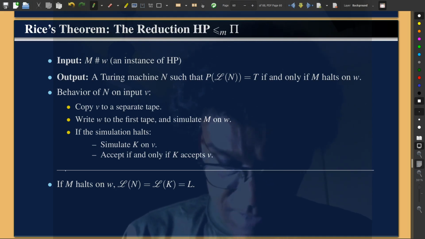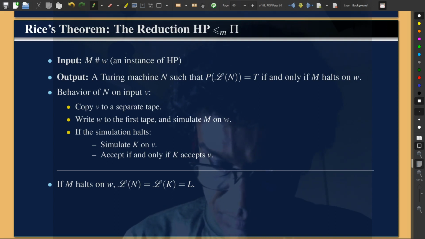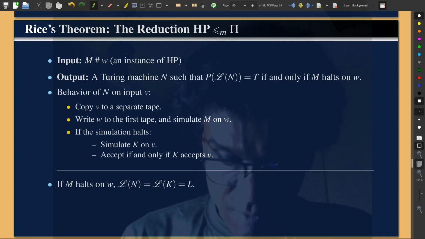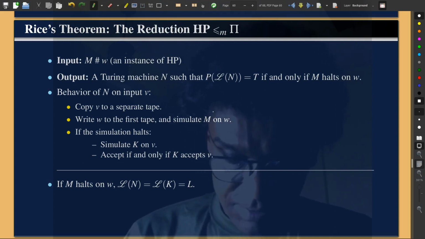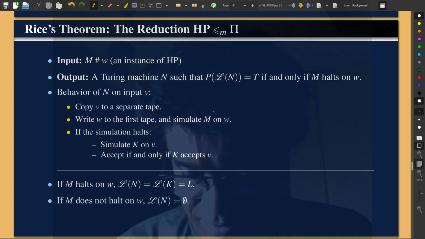On the other hand, if M does not halt on w, then what does it mean? It means that M loops on w, which means this simulation of step 2 will never end. Therefore, N will get no chance to come here and accept anything, irrespective of whether K accepts v or not. It will be simply stuck in this second step. So in that case, the language of N will be empty.